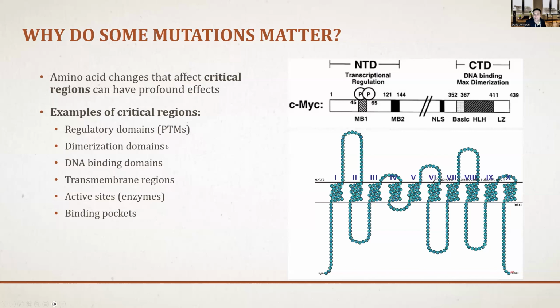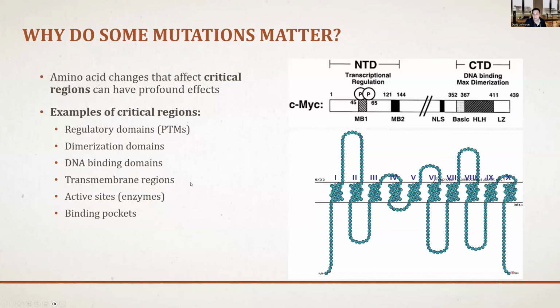We could get dimerization domains. So, for example, some proteins need to come together in order to function. Hemoglobin requires multiple subunits coming together. Well, if you prevent that from happening by mutating one of these dimerization domains, that protein can't form its tertiary structure and it won't work. If it's a transcription factor that needs to bind to DNA, or even a DNA or RNA polymerase that needs to bind to DNA, if you mutate the spot required for DNA binding, that protein can't function any longer.